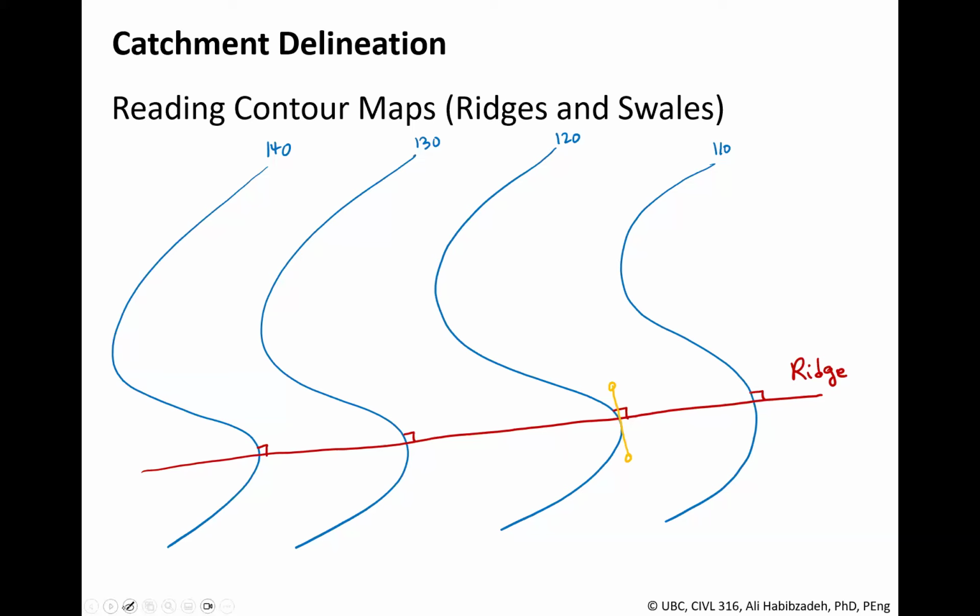For this, with the same logic and reason, if we connect these low points, we're going to get a swale. A swale is basically a line connecting, or valley, connecting the low points, right? So that's the first thing. If you have contour lines, we should be able to identify ridges and swales. That's step one. Okay.